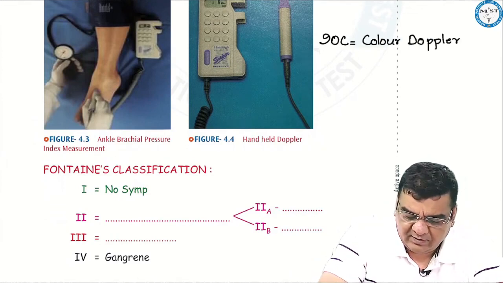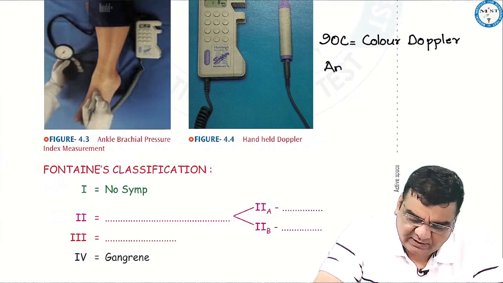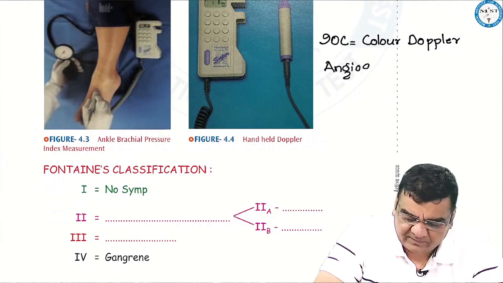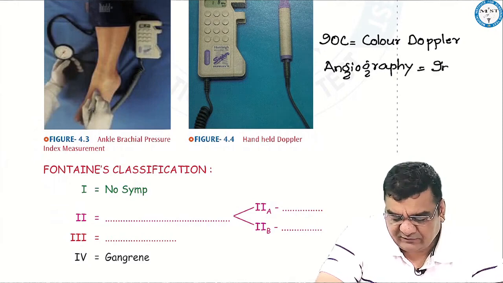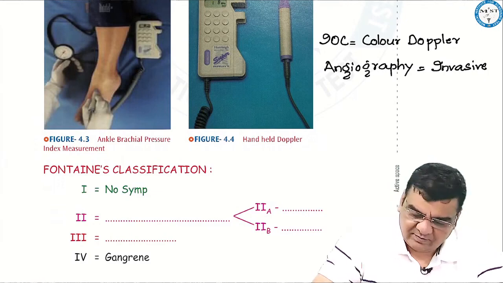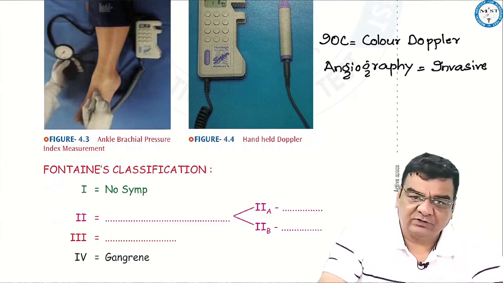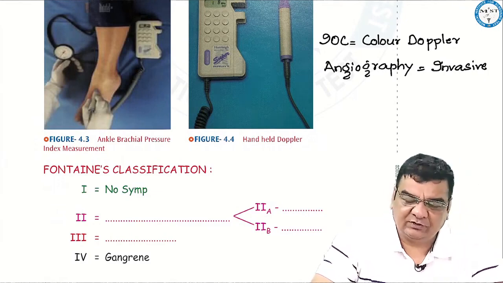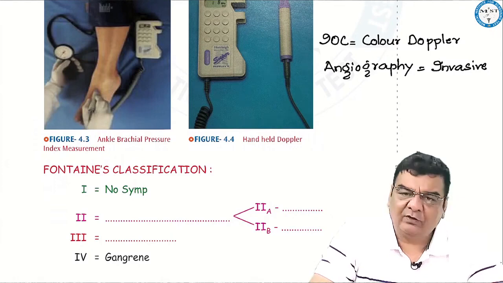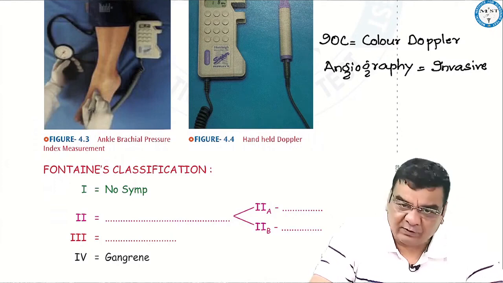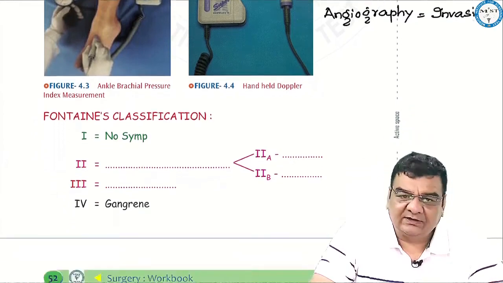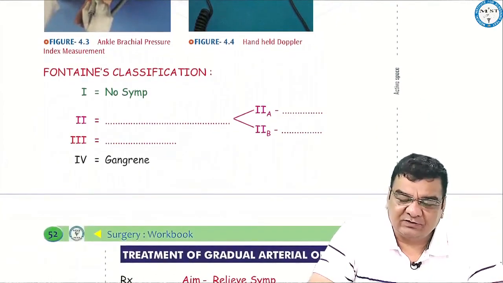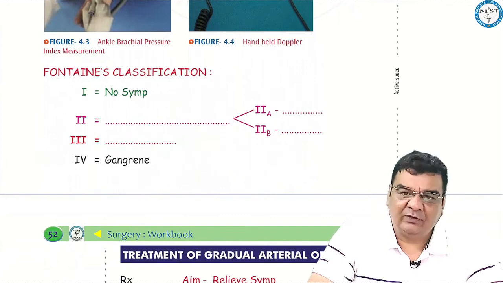However, we should know that angiography is invasive. So that is not the preferred investigation of choice. However, if we do not have the facility of color Doppler, we can go ahead with angiography. This will tell us what is the site of obstruction, what is the status of collaterals, and what we are supposed to do.